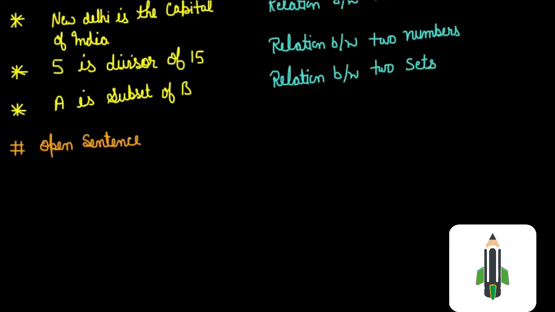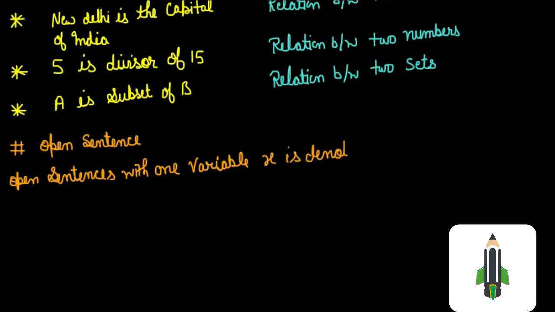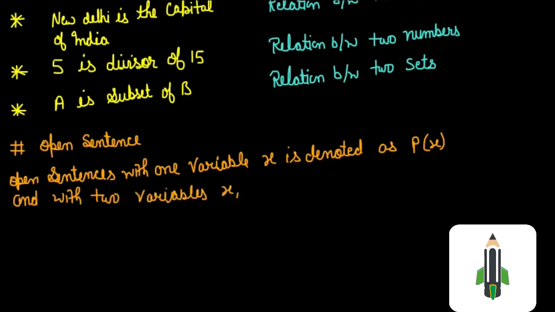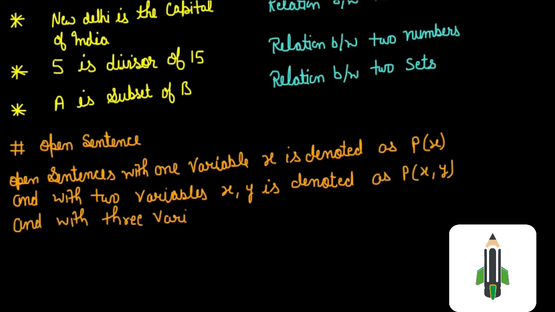Now one more thing is the open sentence. A mathematical statement that can be either true or false depending on what values or information are used. Open sentences with one variable x are denoted as p(x), with two variables x, y as p(x, y), and with three variables x, y, z as p(x, y, z).